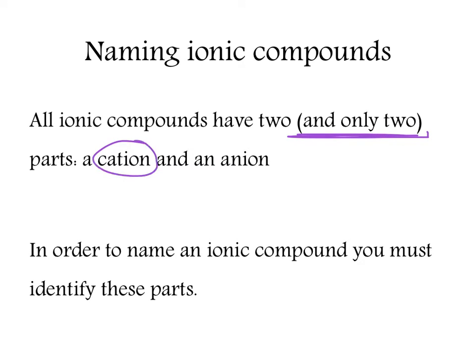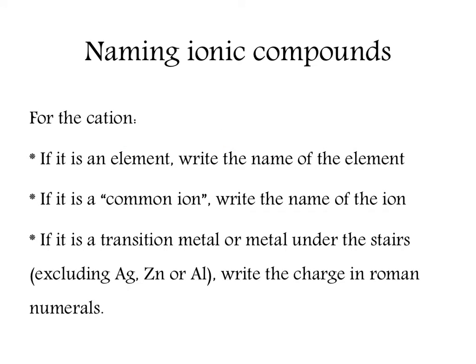a cation, the positive ion, and an anion, the negative ion. You must have both a cation and an anion for an ionic compound to exist, and you cannot have more than two types of things. You can't have a cation, an anion, and a neutral species. It's just two parts only. In order to name an ionic compound, you must identify these parts. Figure out what's the positive and what's the negative.